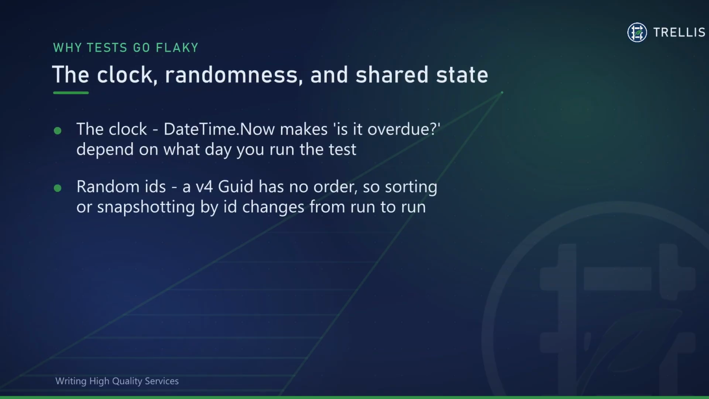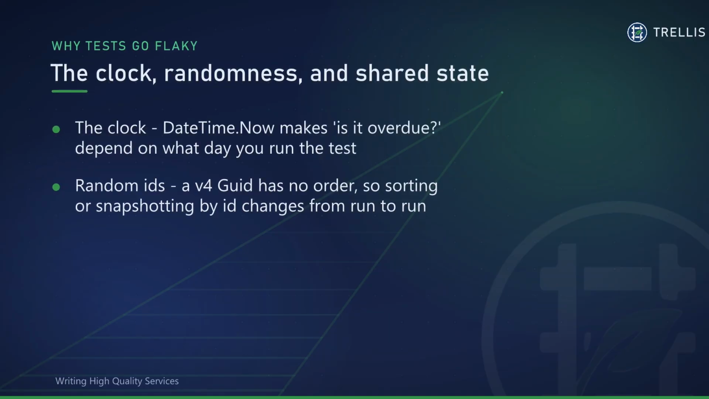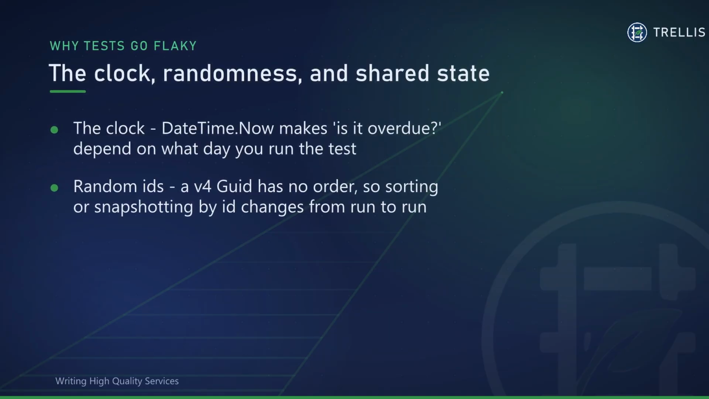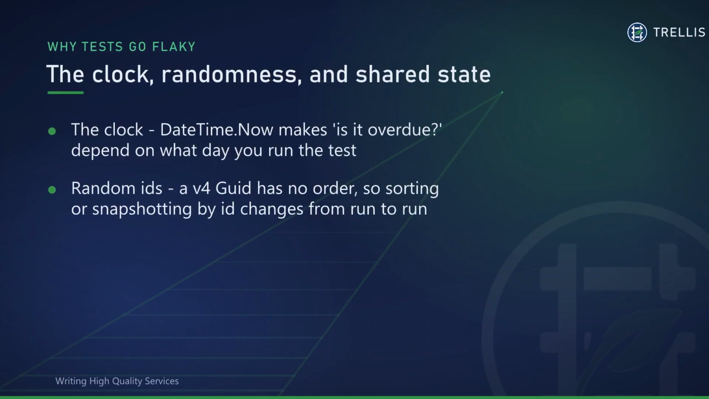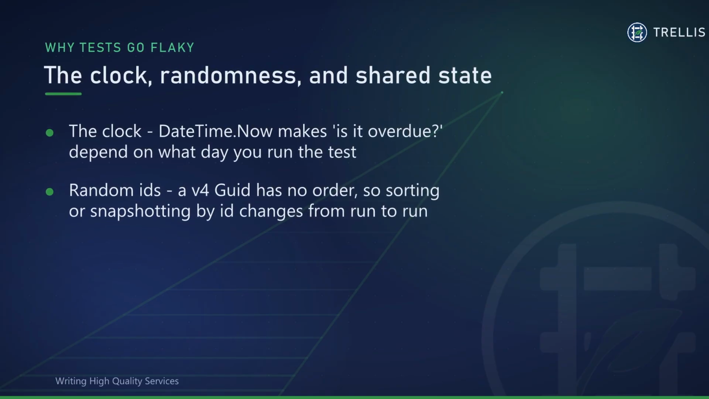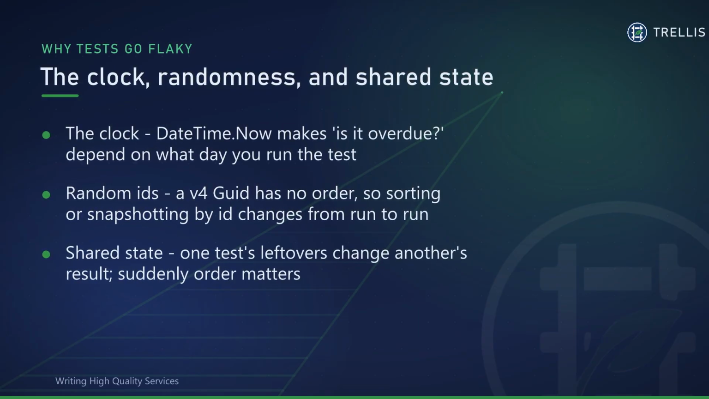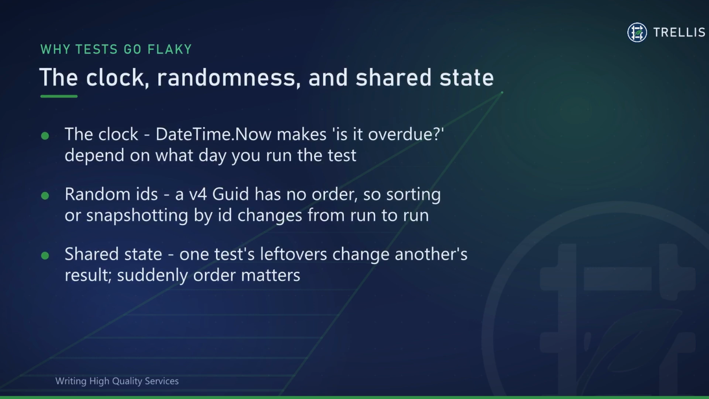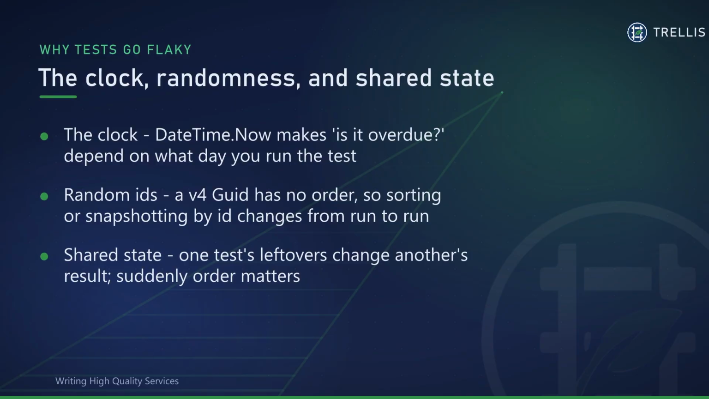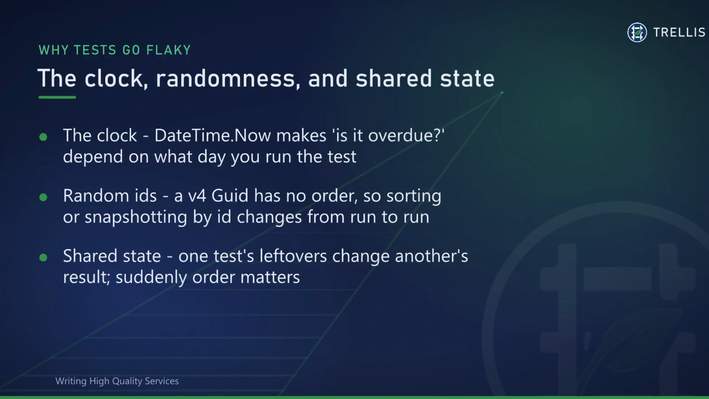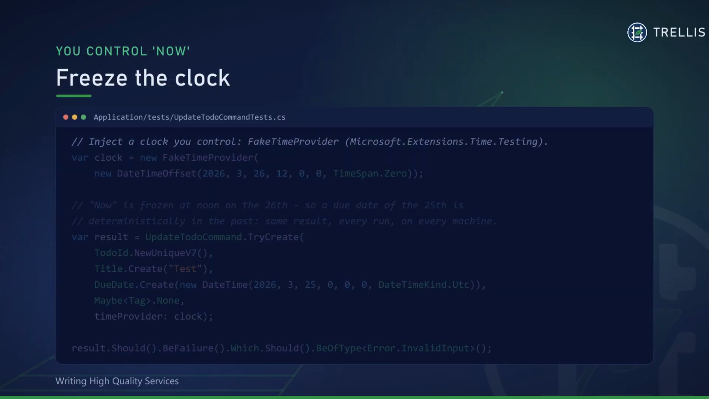Second, random identity. A standard GUID is unordered and unique to each run. So the instant a test sorts by ID or snapshots a record that contains one, the result shifts from run to run. And third, shared state, the quiet killer. One test leaves a row, a static field, or a singleton dirty, and suddenly another test's result depends on the order they ran in. The fix for all 3 is the same idea: don't let your code reach out and grab ambient, uncontrolled values. Make them yours. Start with the biggest culprit, the clock.